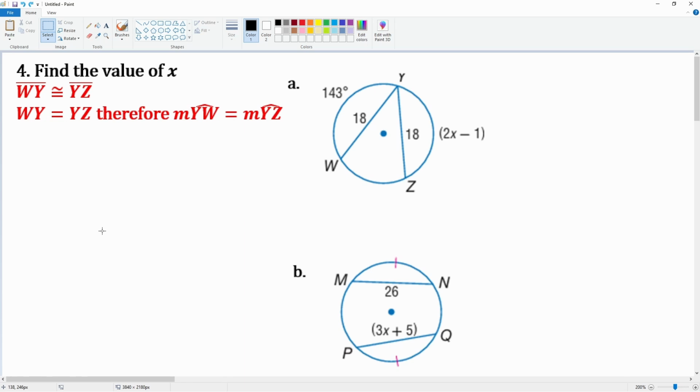If you plug it in, 143 is equal to 2x minus 1, right? Plus 1 on both sides, divide by 2. x is equal to 72.